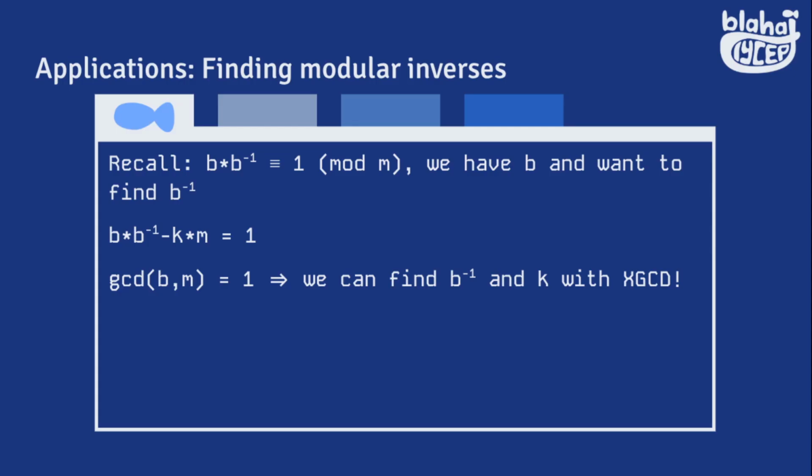Everyone following so far? Since the two have a GCD of 1, this whole thing is just going to be 1. We can find x and y, which are in this case our k and our b to the power of -1. We can throw away our k, that's not important. What we really want is our b to the power of -1. So again, this is how the pow(b, -1, m) works in Python.